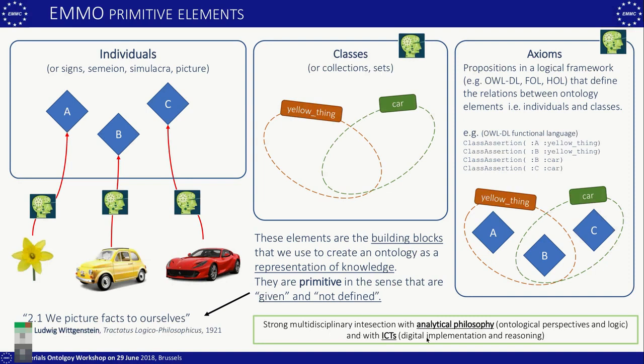So there is a strong multidisciplinary intersection with analytical philosophy and also with ICT in terms of digital implementation and reasoning. When we start to have a set of actions, we need to use an automatic reasoner in order to deal with all the implications of the actions that we define, for example. And this is done within the digital implementation of the ontology.